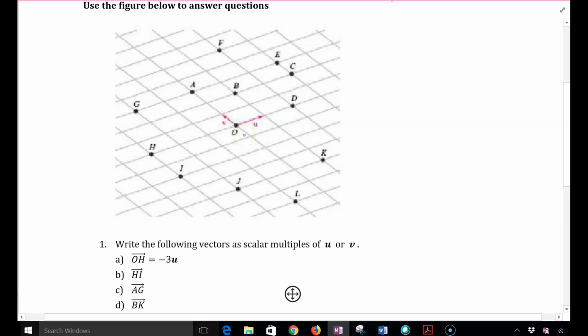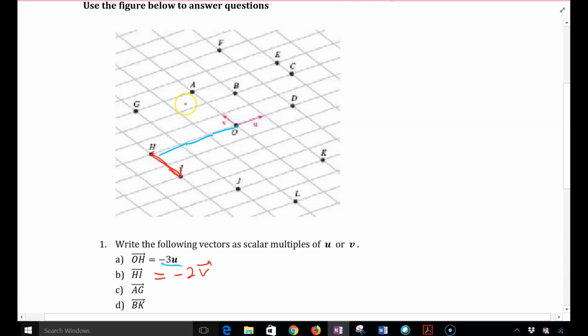So O is kind of the origin for this slanted grid. And we can see that we're going 1, 2, 3 clicks in the negative direction along that slanted grid, which is parallel to u. So it's going to be negative 3u in this example. All right, now let's do the next one, H to I. So we're going to go 1, 2 steps along the slanted grid. That's the vector connecting the point H to the point I, and that's going opposite the vector v, and it's double the length. So negative 2v would be that vector.